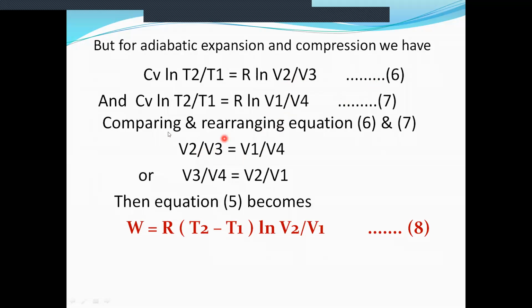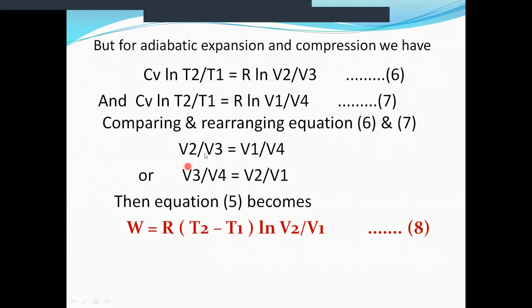So comparing and rearranging equations 6 and 7, I have written directly: CV ln T2/T1 and CV ln T2/T1 on the left hand side get cancelled. Now these two are also the same, so we have also cancelled this R and ln. We cannot cancel V2, V3 and V1, V4 because they are different. So V2/V3 is equal to V1/V4.